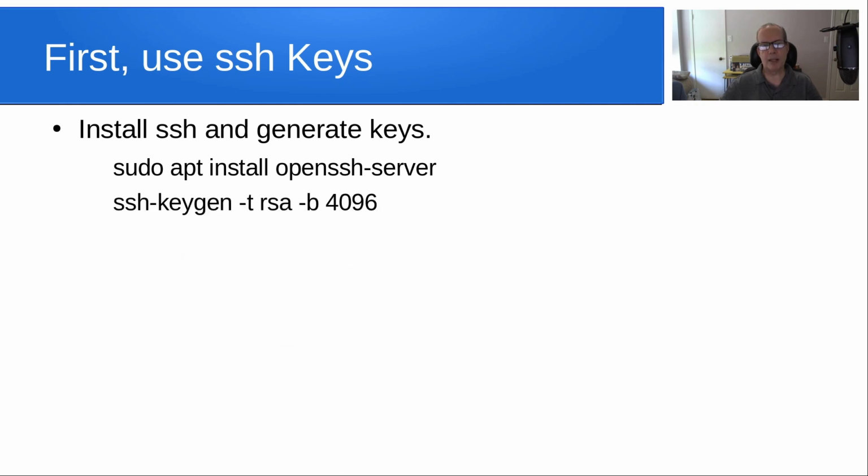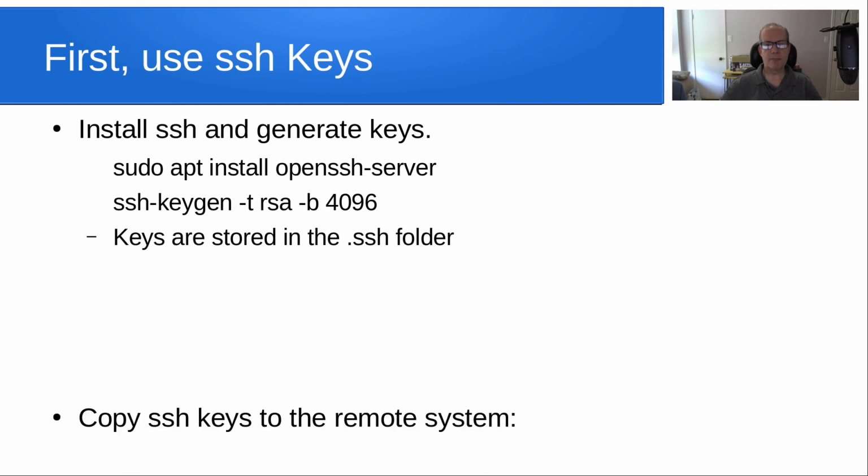Following that, a lot of times, if you're on your local system, you want to generate private and public keys, and the way you do that is with ssh-keygen -t. The type will be RSA, and I like to use 4096 as the number of bits because it's more secure than the default of 2048. And keys are stored inside of a hidden folder called .ssh.